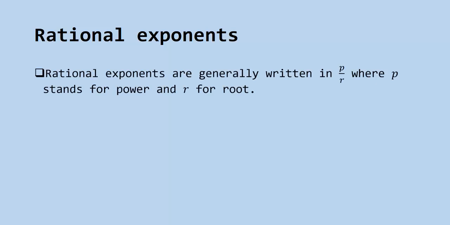Let's do some more with rational exponents. Rational exponents are generally written in p over r form, where p stands for the power and r for the root. So I can write the cube root of 2 to the fourth as 2 to the 4/3 power, or the fourth root of x to the seventh as x to the 7th over 4th power. You'll notice that the power, the 7 and the 4, were written in the numerator, and the root is written in the denominator.